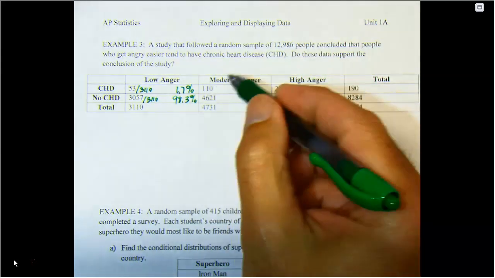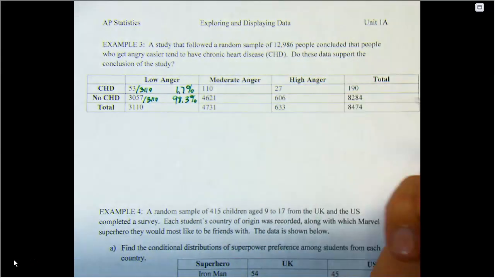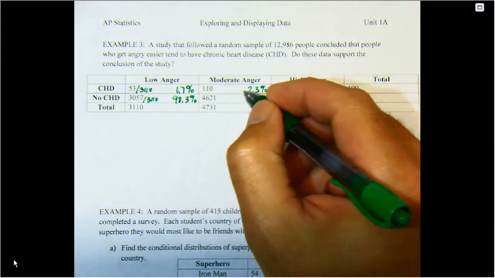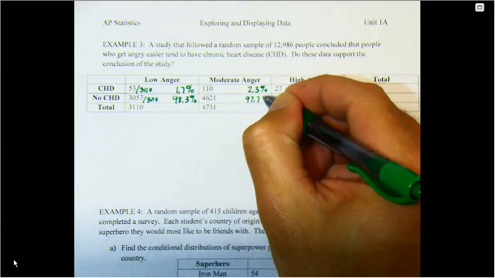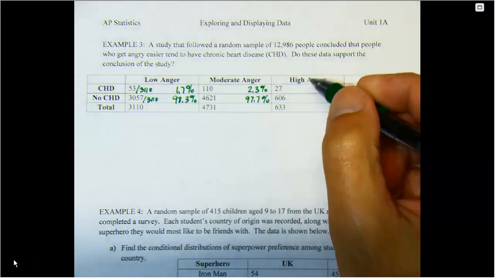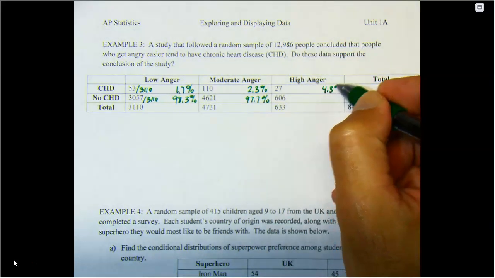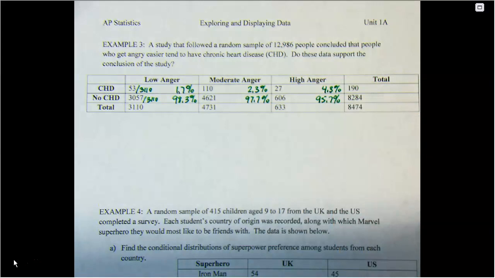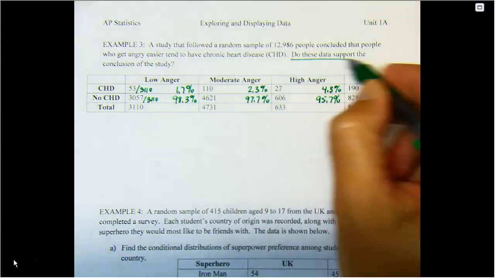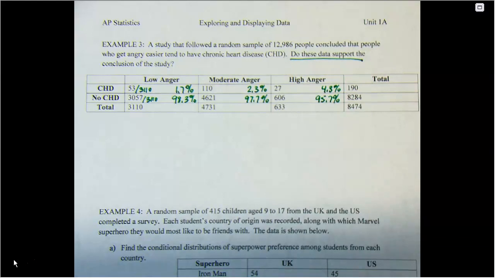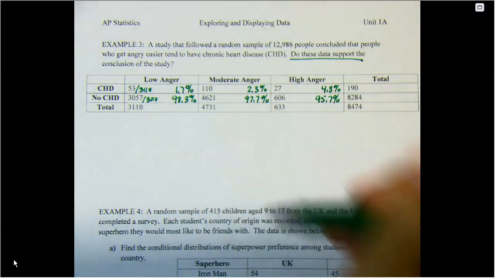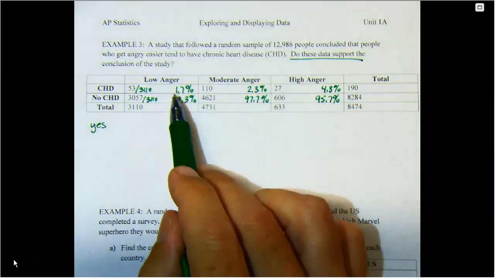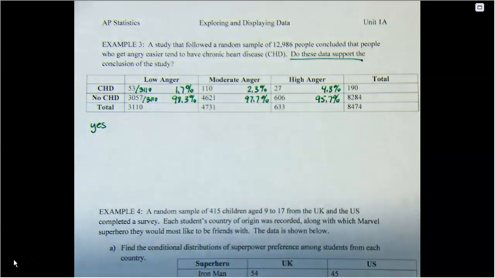If I flip into moderate, so being moderately angry, does that affect my coronary heart disease? To cut to the chase, I won't draw that in there, but that's 2.3%, and so the other one is 97.7%. If you're a high anger person, 4.3% have coronary heart disease, and 95.7% do not. So the question is, do these data support the conclusion of the study? They concluded that people who get angry easier tend to have coronary heart disease. My answer is going to be yes, because I can see that my level of coronary heart disease increases as my level of anger increases.